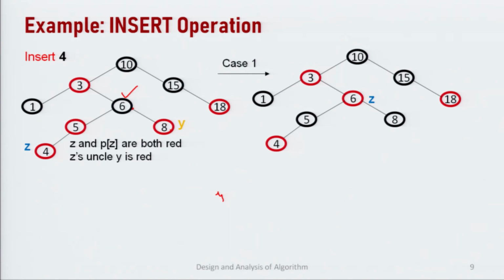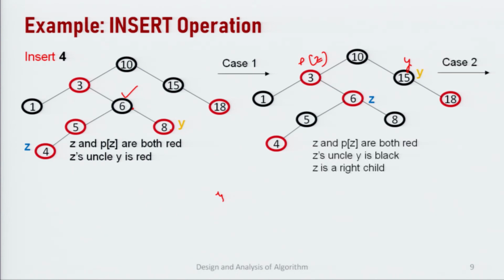Now, see what the case is. Parent of z is red color. This is parent of z, this is grandparent and this is our uncle y. The uncle y color is black. So, it may be either case 2 or case 3. Since z is the right child of its parent, this is case 2. We need to apply case 2 and it will be converted to case 3. What do we do in case 2? Parent of z will become z, then we perform left rotation.